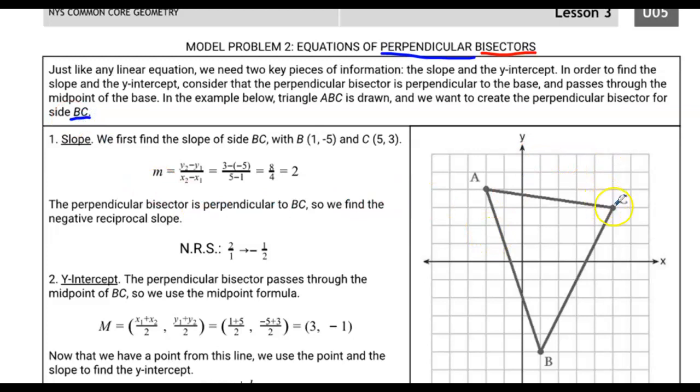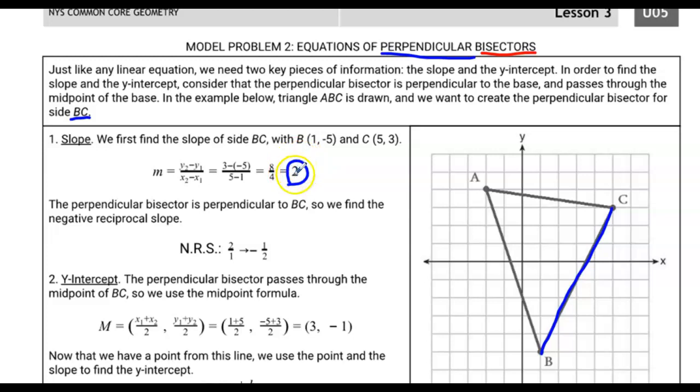So the first thing we're going to do is look at side BC, from here to here, and try to find its slope. That's this procedure here: y2 minus y1 over x2 minus x1. There's our slope formula, and we solve that to get 2. So that's the slope of BC, and you can see up 2 over 1, up 2 over 1, etc. So that's the slope of 2.